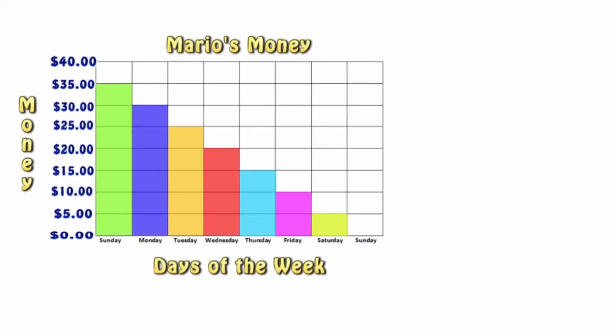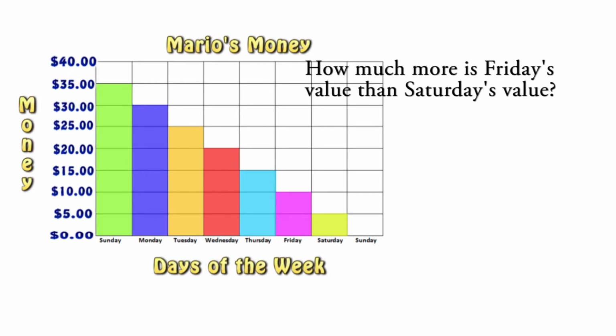In our last lesson, we talked about how to find the difference between two values on a bar graph. But there is an easier way, if you just know how to subtract. I'll explain. Let's consider the question, how much more is Friday's value than Saturday's value? Well, Friday's value was $10, and Saturday's value was $5.